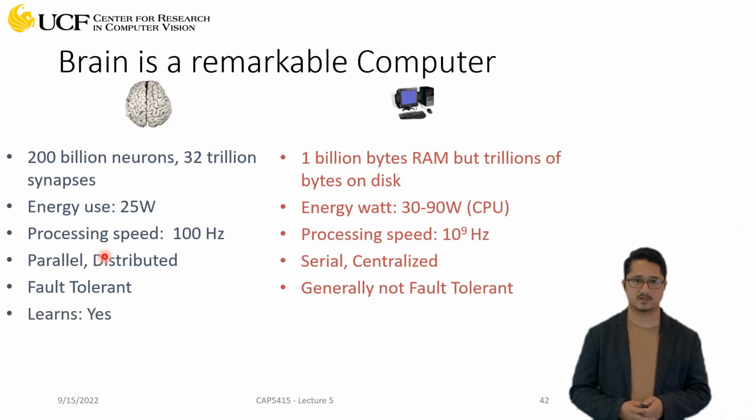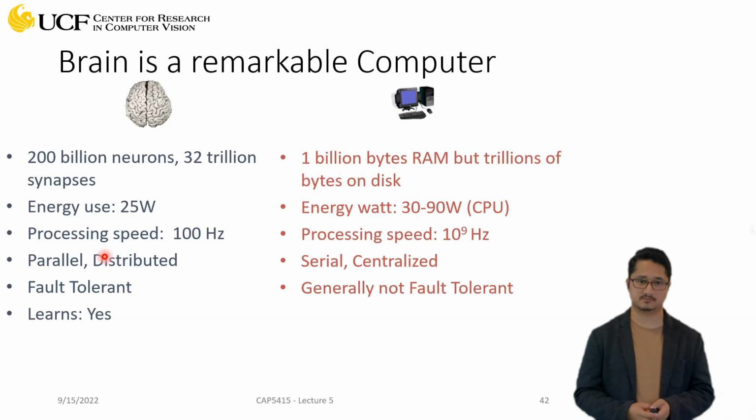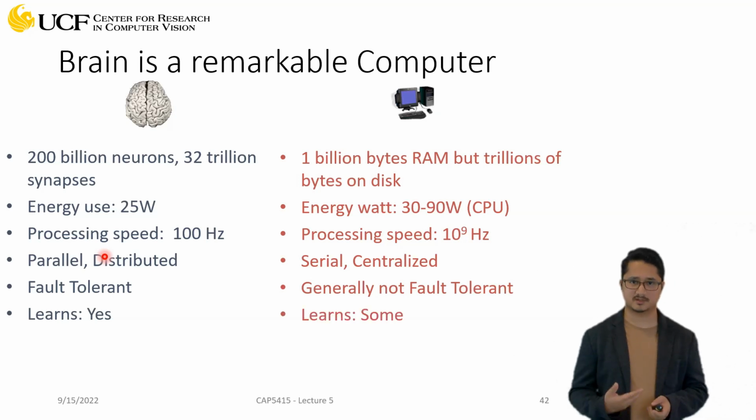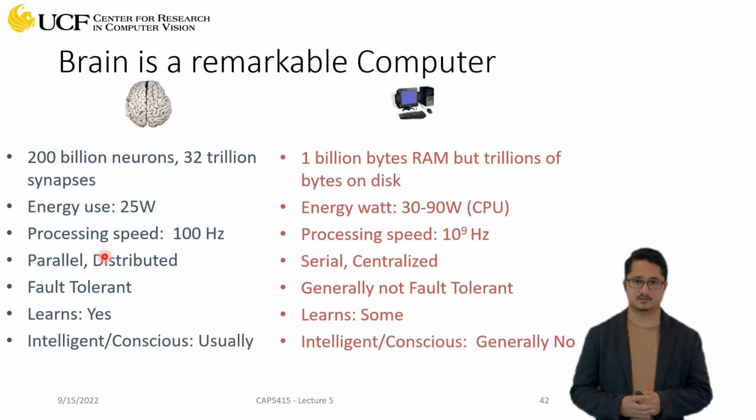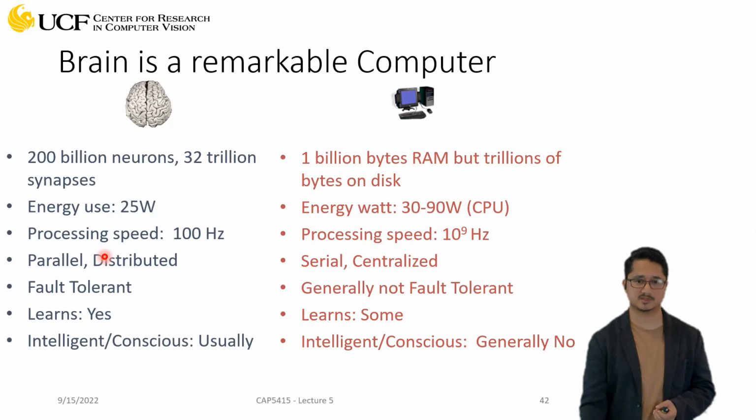The brain, of course, we know it learns. It has some kind of learning capability. Computers, we are still going in that direction, but we can't really say that it's learning or what exactly is happening. So we have intelligence. The brain is actually conscious. Computers, no. Some might argue, but from my personal experience, what I have seen, we are still far away from this intelligence and consciousness.